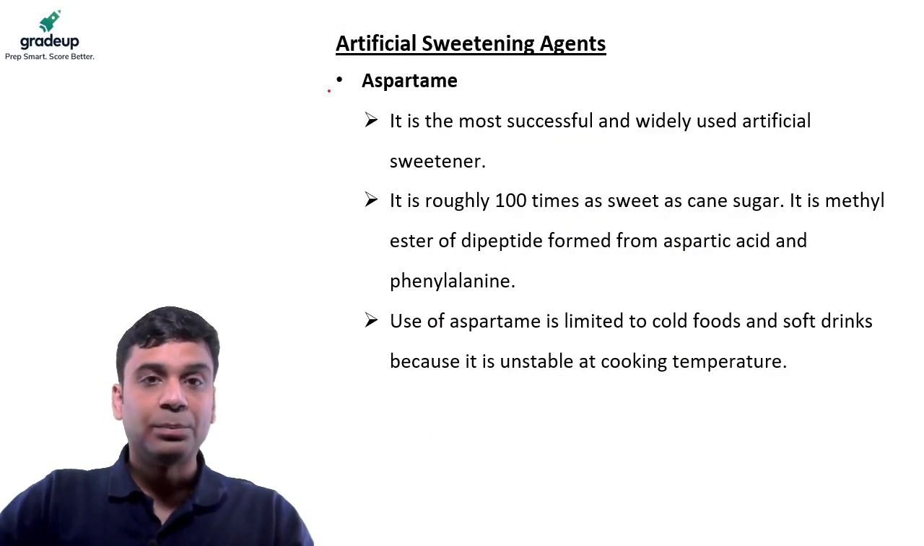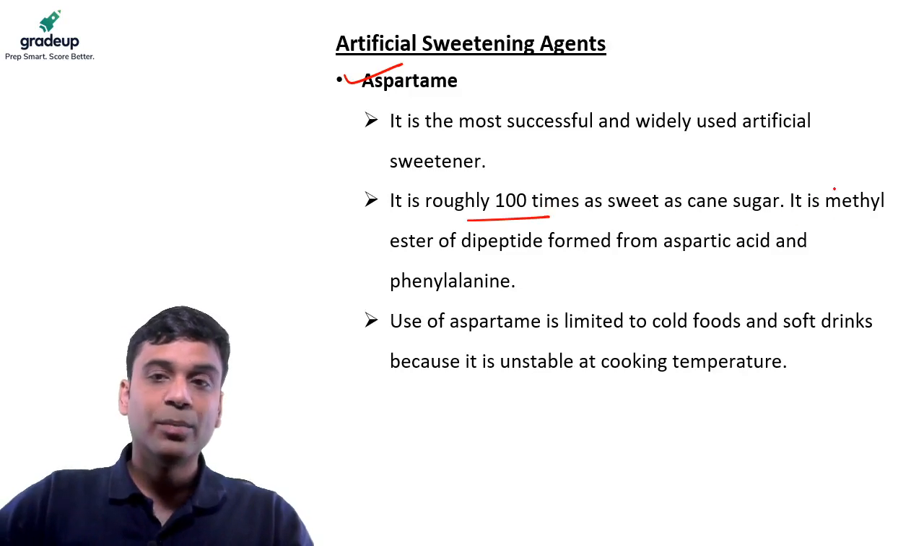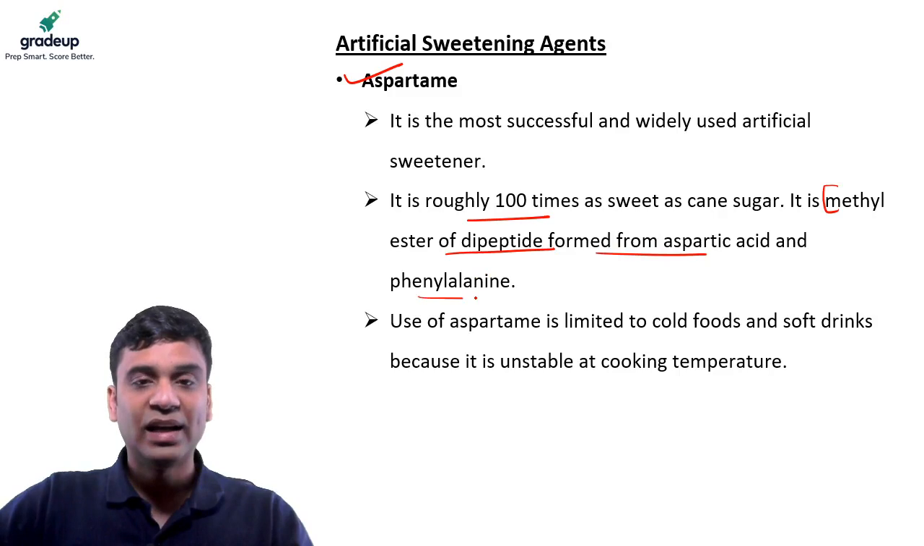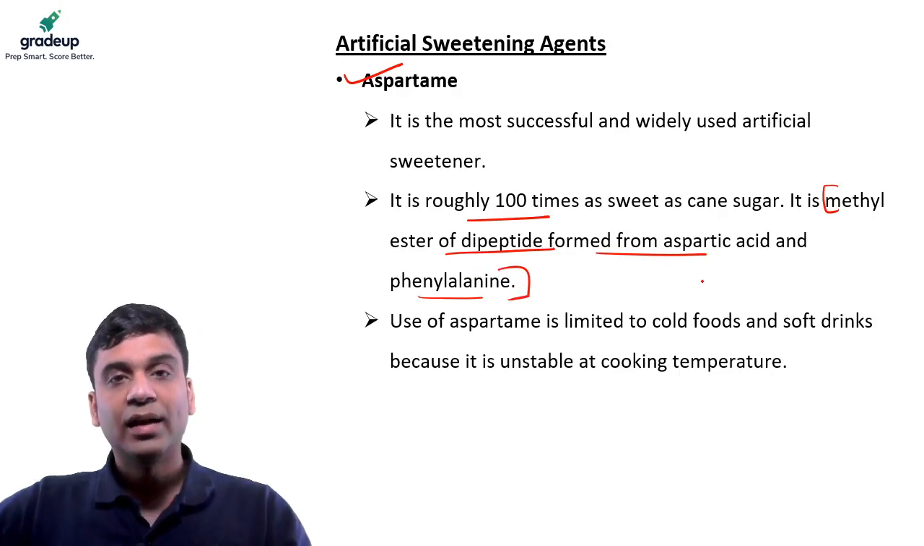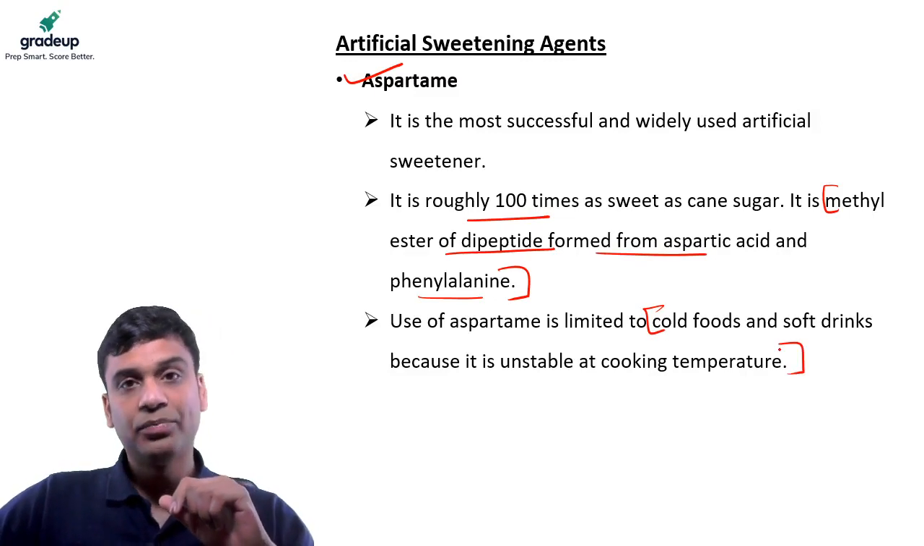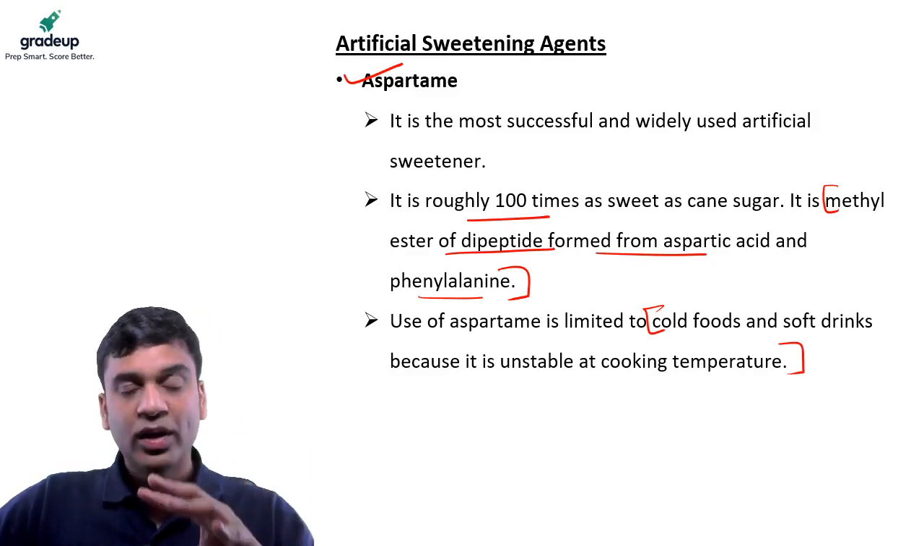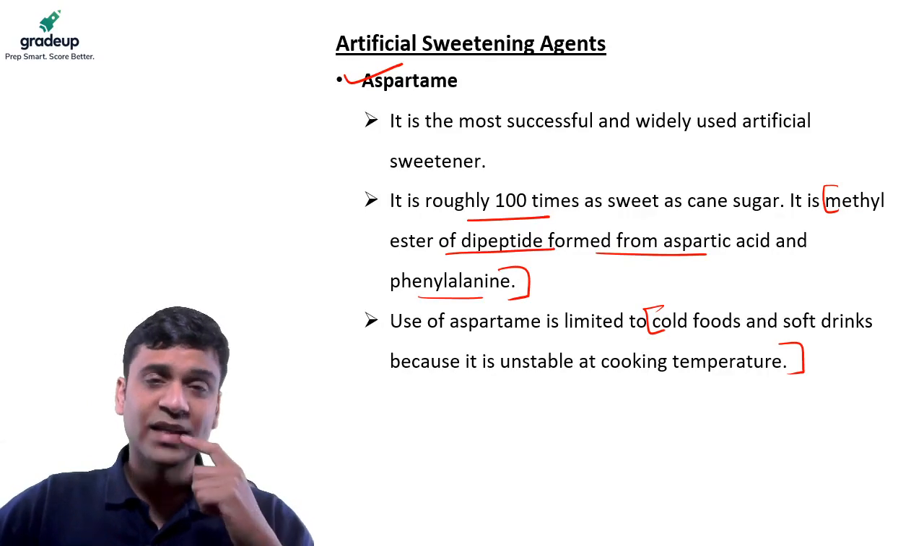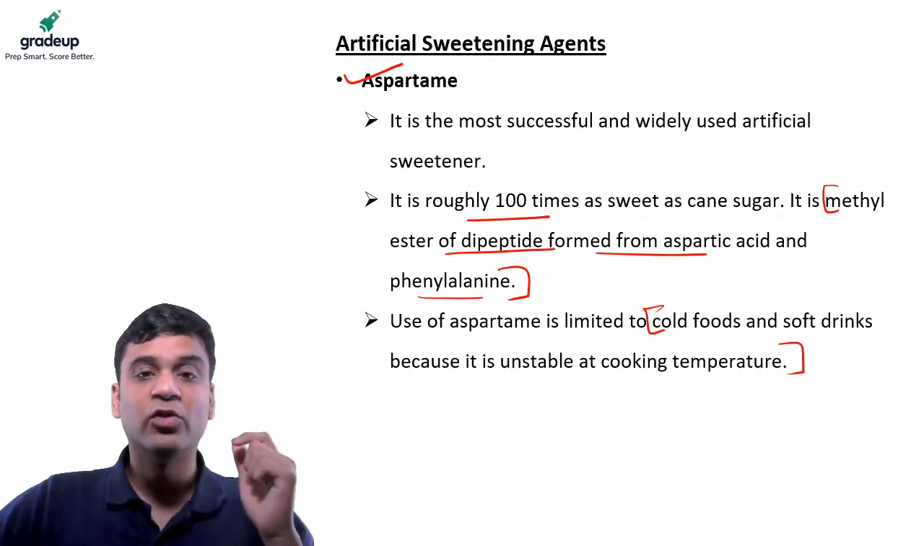Similarly, aspartame. Aspartame is also about 100 times as sweet as cane sugar. It is a methyl ester of a dipeptide, formed from aspartic acid and phenylalanine. This aspartame is limited to cold foods and soft drinks, because you can't heat it. So only in cold conditions should we take aspartame. Generally in cold drinks, in Diet Coke and all, we use aspartame.